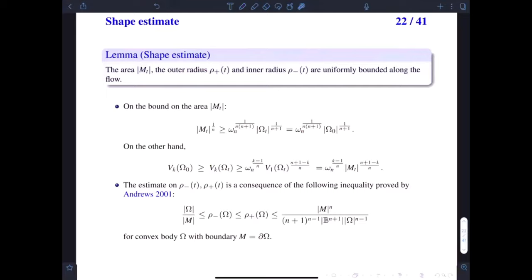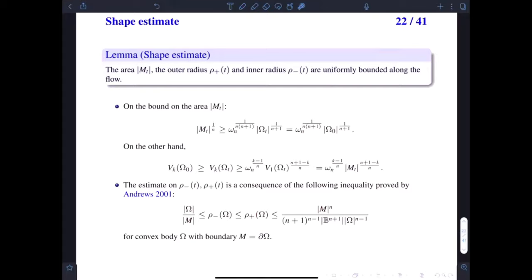Then for the estimate on the inner radius and the outer radius, we apply the following inequality, which was proved by Benjamin in 2001 in his paper on anisotropic volume preserving mean curvature flow. And from this inequality, we get an upper bound on the outer radius in terms of the quantity involving the area and the volume. And we also get the lower bound on inner radius by a quantity of the volume omega divided by the area of M. Because now omega is a fixed constant, and area is bounded from above and below, this gives a two-sided bound on the inner radius and outer radius. So this gives a good shape estimate on the evolving surface.